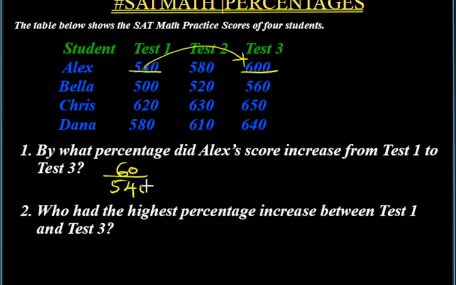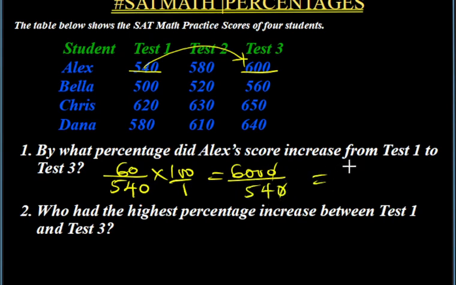So this is 60 over 540 multiplied by 100 over 1. By the time you solve this, it becomes 6,000 divided by 540. This will give us 11.11% using a calculator.